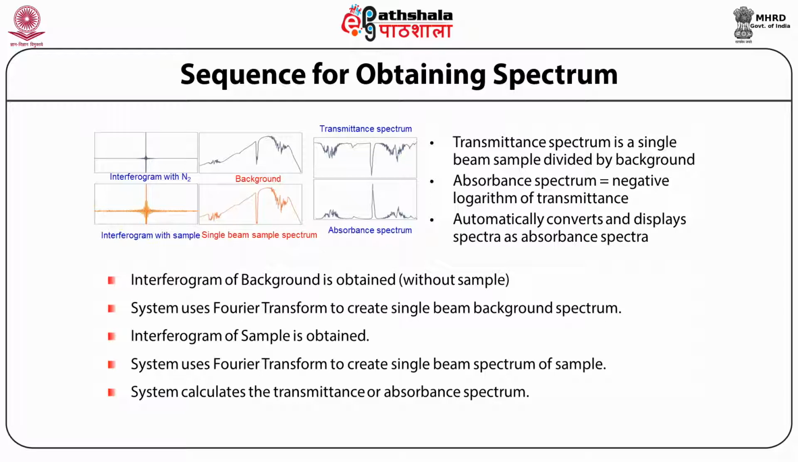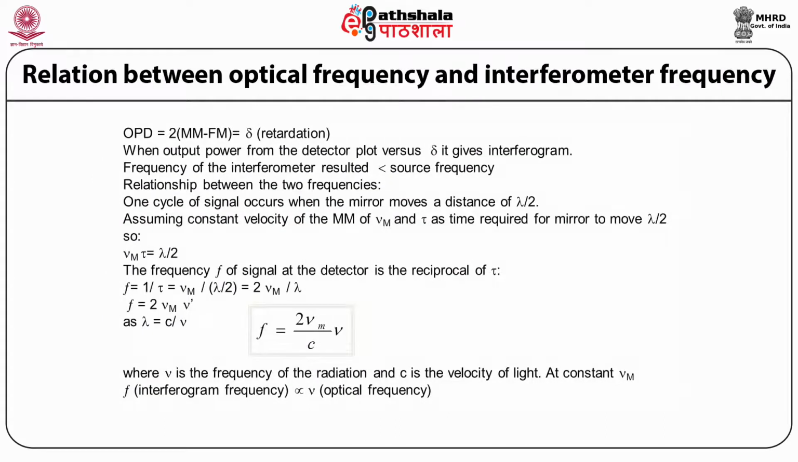The interferogram of the background is obtained without the sample. The system uses Fourier transform to create the single beam background spectrum. The interferogram of the sample is obtained and the system uses Fourier transform to create the single beam spectrum of the sample. Finally, the system calculates the transmittance or absorption spectrum in the form of FTIR, which has useful information about the molecule.